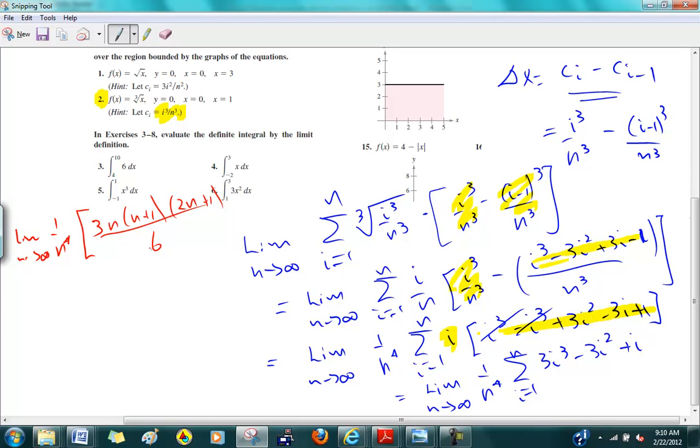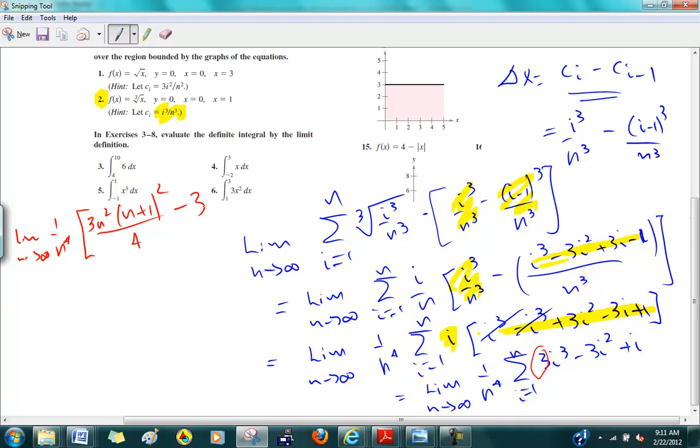Over 6. This doesn't look very exciting to me, because I'm going to get the limit going to 0 here. No, I asked for i cubed, the first one. n squared over 4. Okay? And I needed a 3, right? Because of this 3 here. So I need a 3 there. And then minus 3i squared.